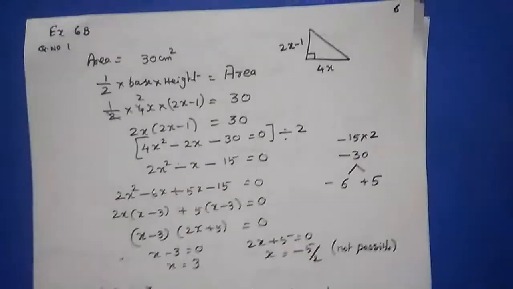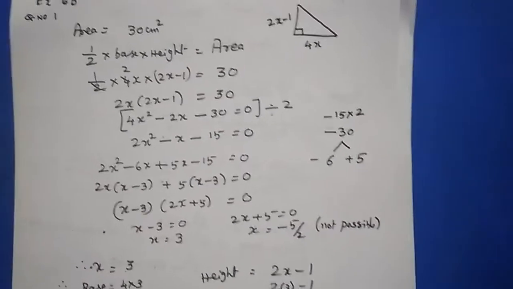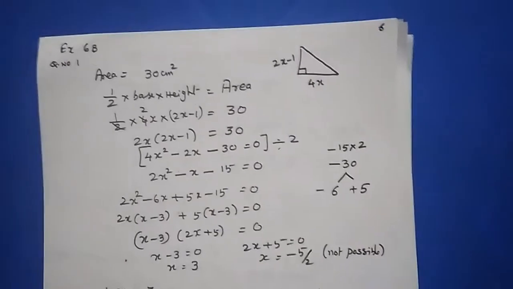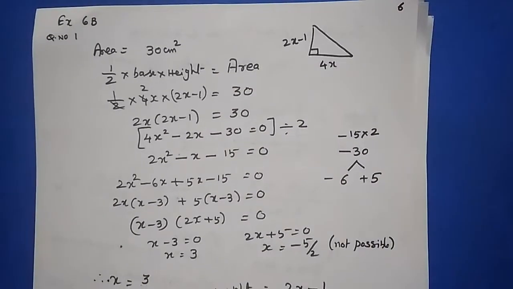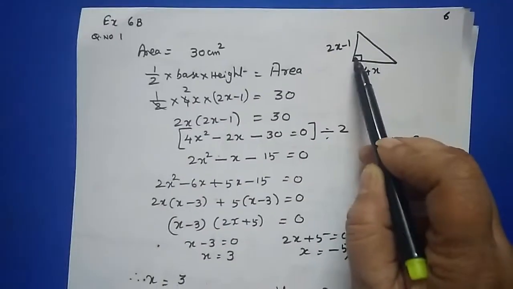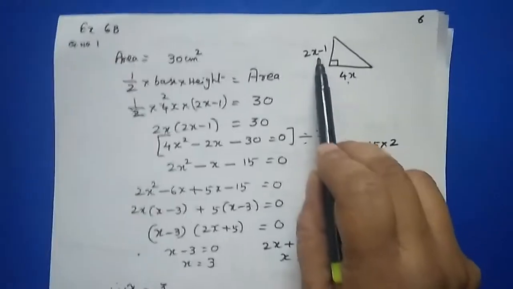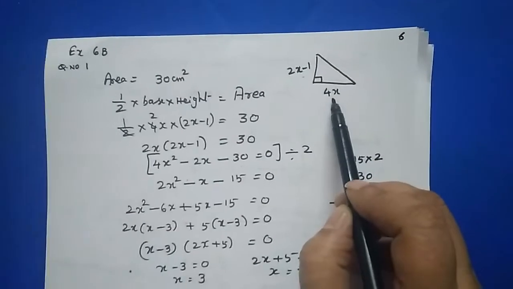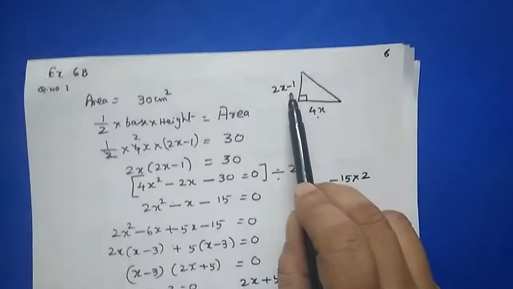Come to exercise 6B. I gave the formulas for the area of rectangle, triangle and square in the beginning. So by using these, you have to do this. This is a right angle triangle. The sides near the 90-degree angle are the base and the height. Base, I am taking as 4x. Height is 2x minus 1.